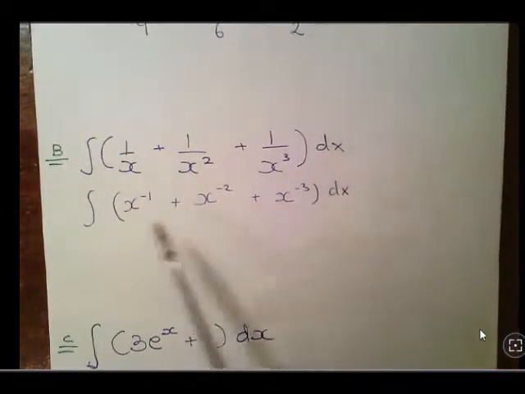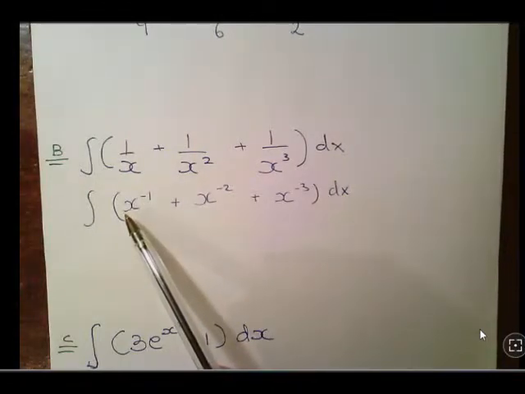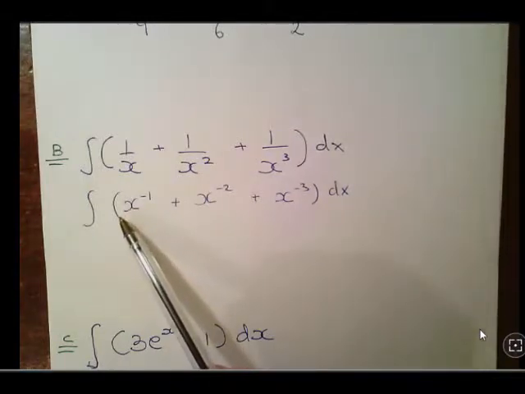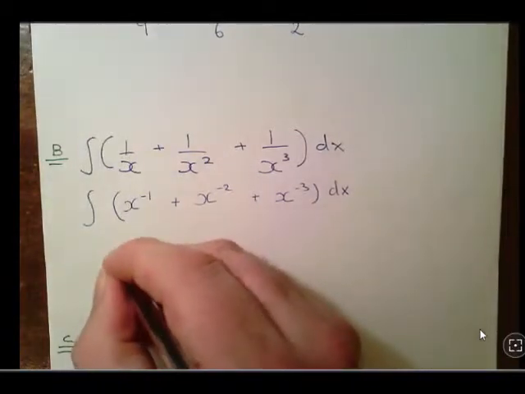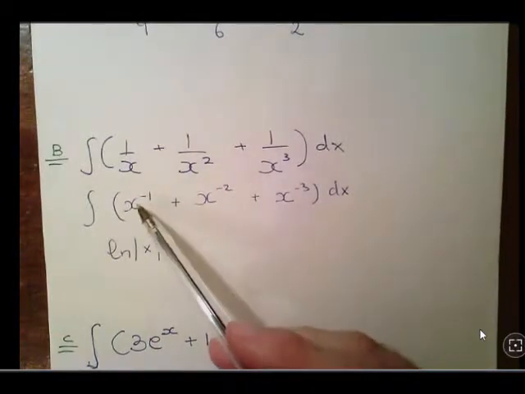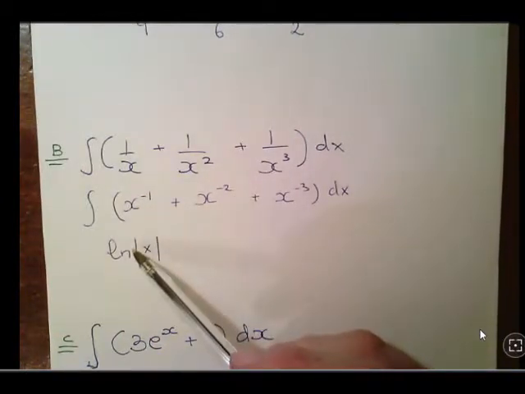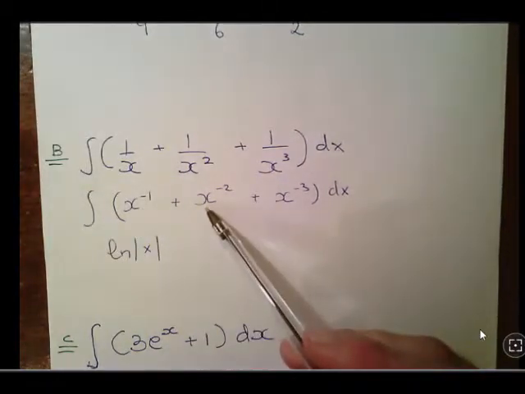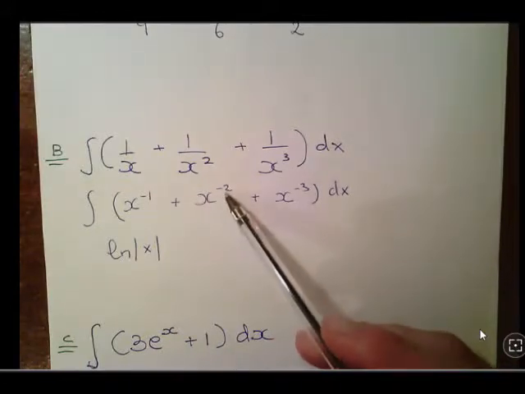Now, this is a special case. The integral of 1 over x, or x to the power of minus 1, we can't use the power rule here. If you check your integration tables, the integral of that is log of x, or correctly, log of the absolute value of x. That's just a special case that you would look up from your tables, so watch out for these special cases. Everything else is okay. Now we can use the power rule here.